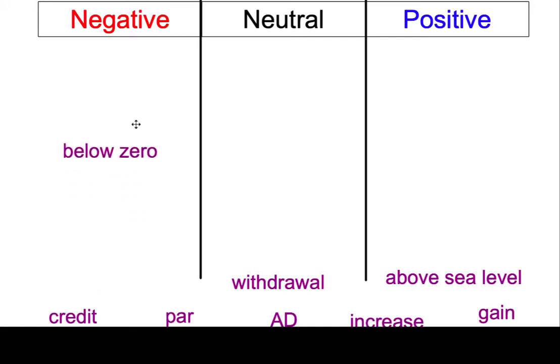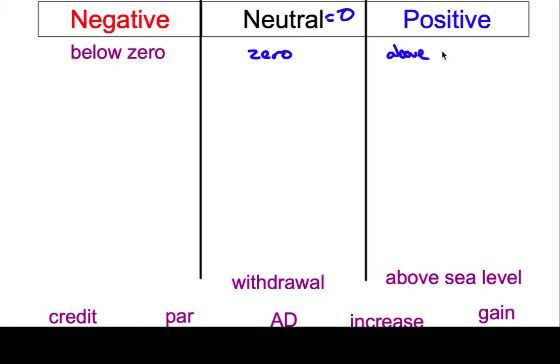So for instance, below 0 is a negative number, okay? The neutral version, or think of it like it's not positive or negative, it's kind of in the middle. A good way to think of it is neutral is kind of 0. So that would be my neutral term, 0. The positive would be above 0, okay? So below 0 means a negative number, above 0 means a positive number.